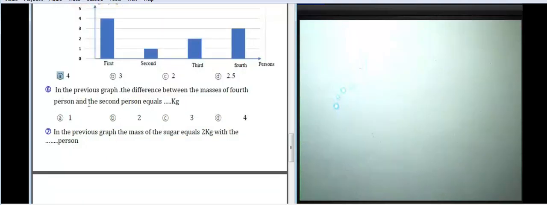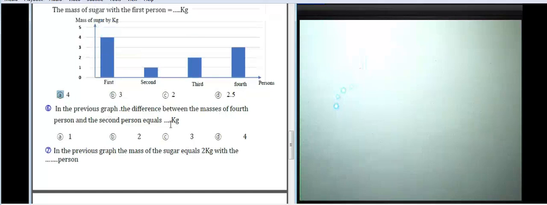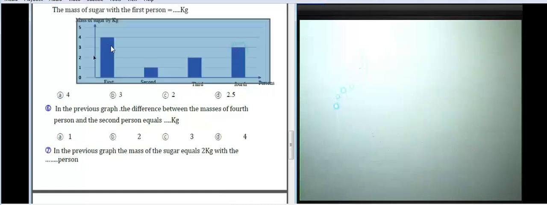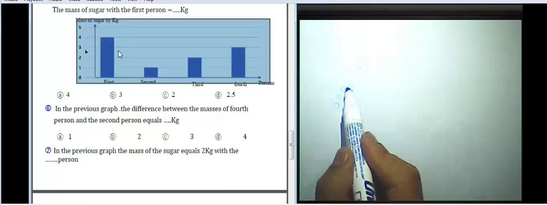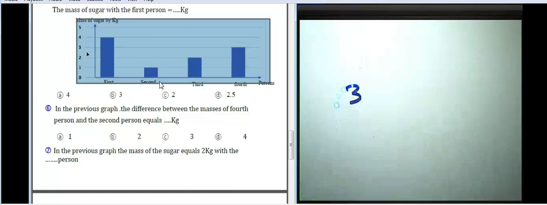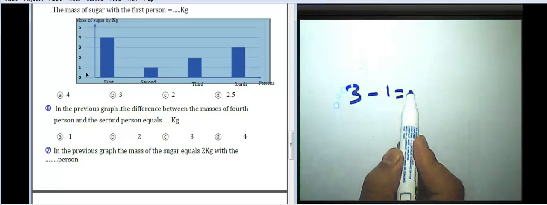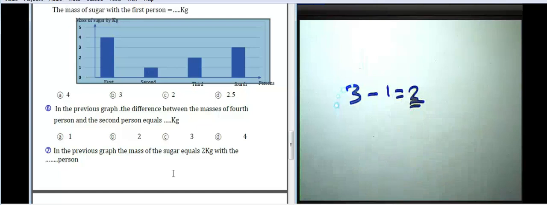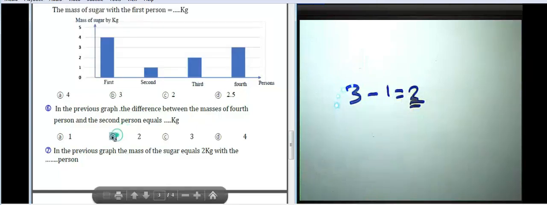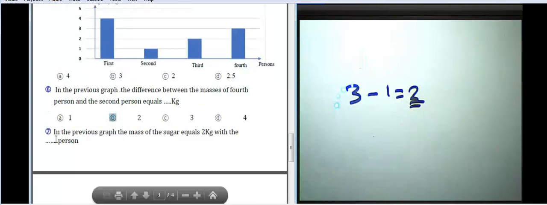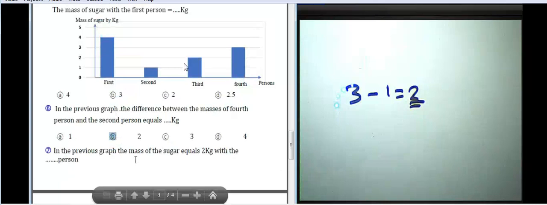Question number 2. In the previous graph, the difference between the mass of the fourth person and the second person. Fourth here was what? The fourth person has 3 kilogram of sugar, and the second person has 1 kilogram of sugar. This is the difference between them. 3 minus 1 equal 2. The result will be 2 kilogram.